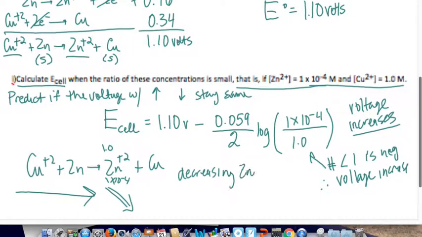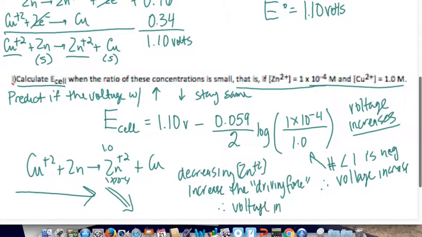Decreasing zinc plus 2 concentration increases the driving force. Therefore, voltage increases. Now, that's how to answer it if they ask you not to calculate it. And I do know they won't ask you to calculate it. I know that for a fact because they're not providing the equation, so they're not going to ask that. But they can ask the prediction thing.